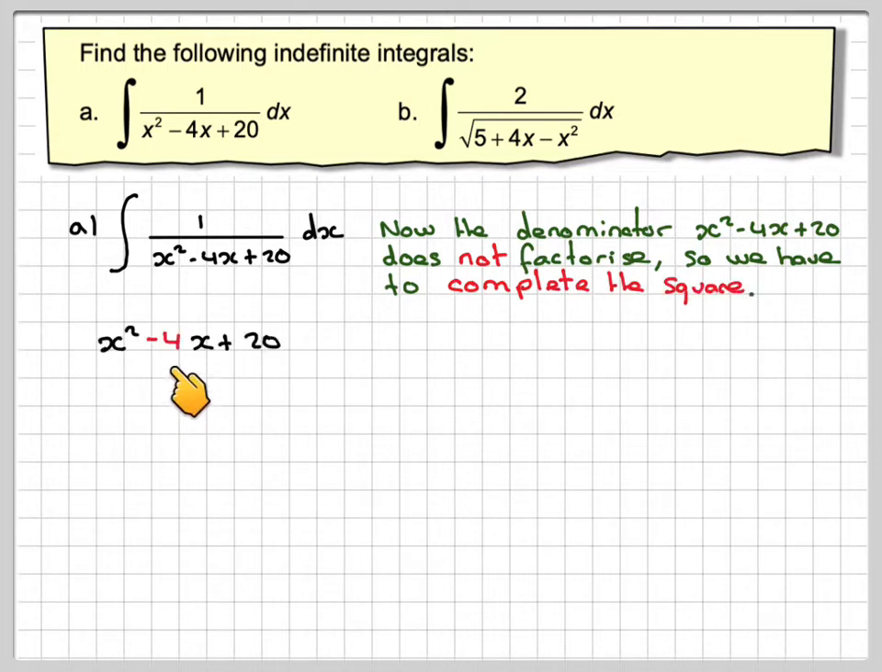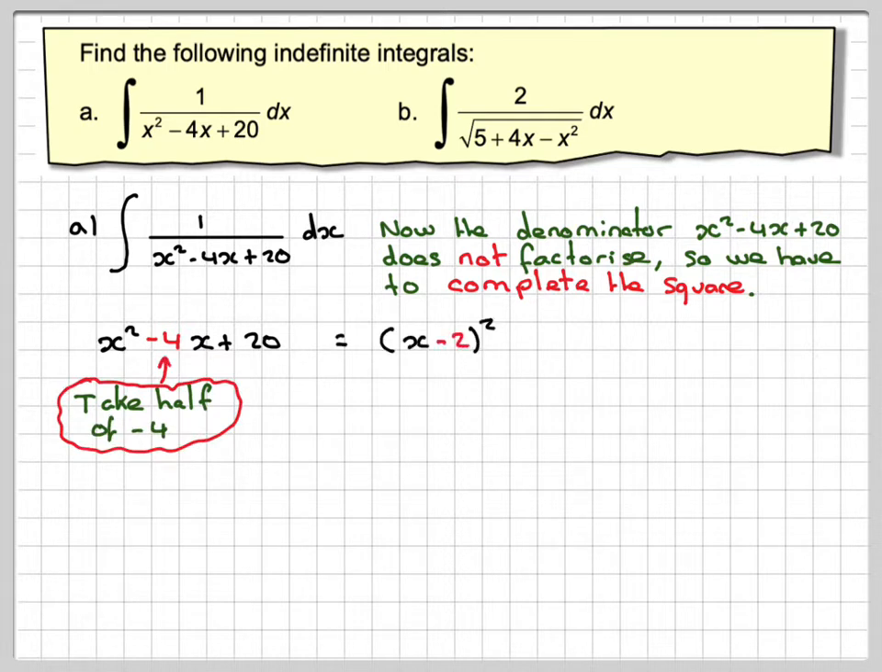So we've got x squared minus 4x plus 20. What you do is you take half of the minus 4. There are several ways of completing the square, but this is how I do it. So half of minus 4 is minus 2. Then you write x minus 2 all squared. You've got the plus 20, and the bit that you've added in is going to be minus 2 squared. So minus 2 squared is plus 4, so you've got plus 4 here.